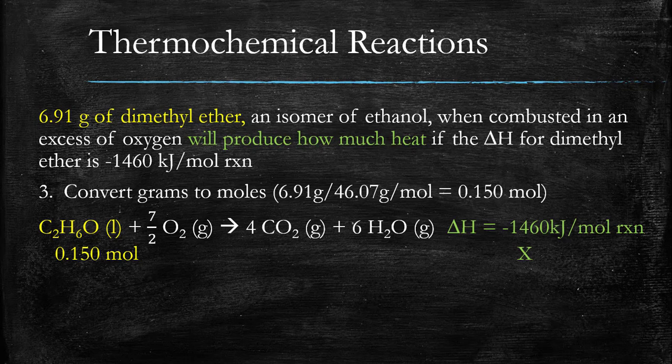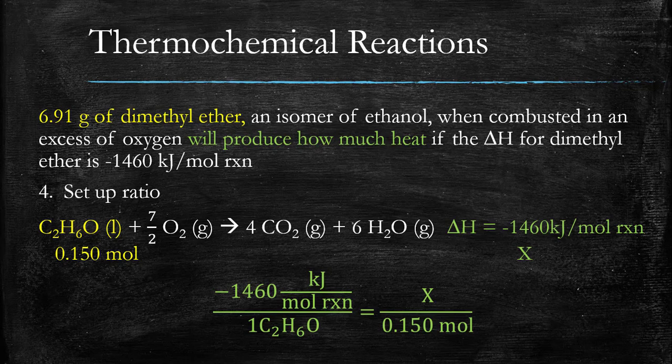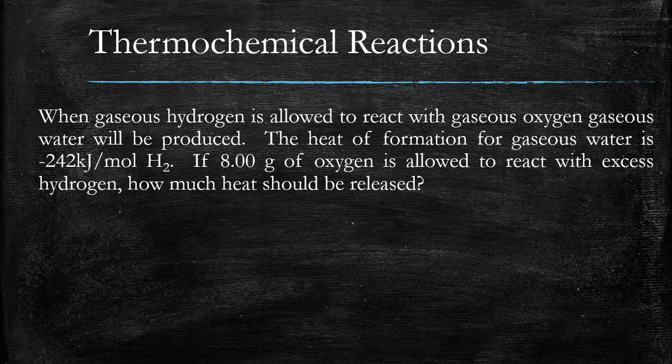We don't know what the value is for delta H. Now we're going to set up the ratio. So minus 1,460 kilojoules per mole of reaction is to 1 dimethyl ether as X is to 0.150. Now we're going to solve it. So you cross multiply and divide, and you get a delta H of minus 219 kilojoules. If the delta H is negative, this makes it an exothermic reaction. It gives off heat.